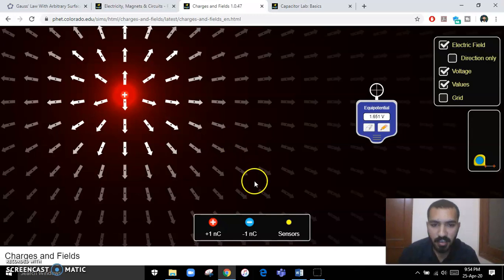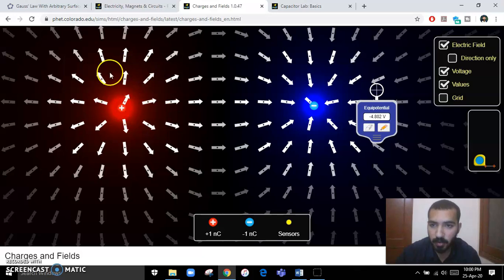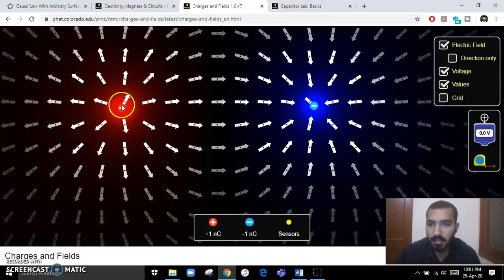So this is a charge, and this is a negative charge. In the case of a negative charge, you can see the electric field is coming outward from a positive charge, and the electric field lines are coming inward at the negative charge. So you just have to visualize how the electric field is produced from these charges. We don't have any surface here that we can use to show the electric flux.